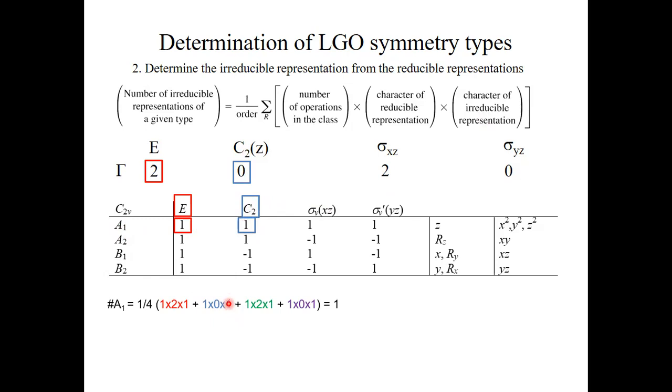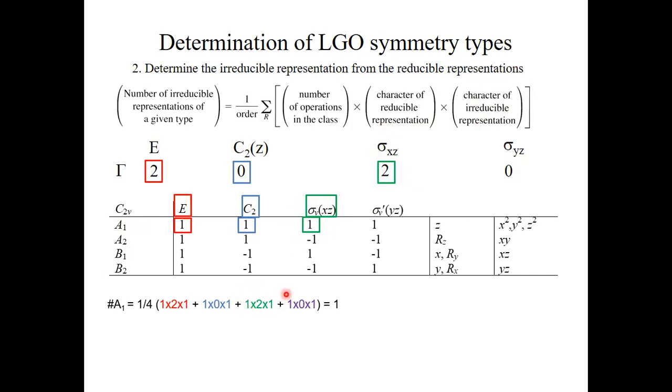Now we do the same for the first mirror plane, sigma v xc. The number of operations in the class is again 1 because of only 1 reflection operation to consider. We multiply this with the character of the reduced representation. So this is this character here, underneath sigma xc. So that gives this 2. And last but not least, we need to determine the character of the irreducible representation, which is the one in the row for A1 underneath sigma v, which is this one. We find this character again here.